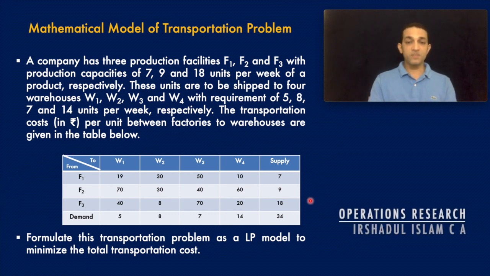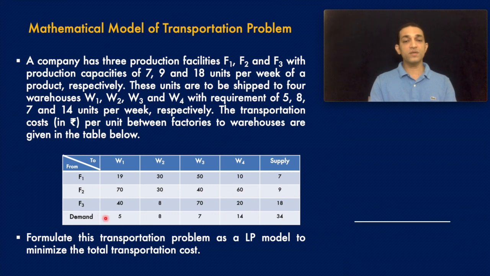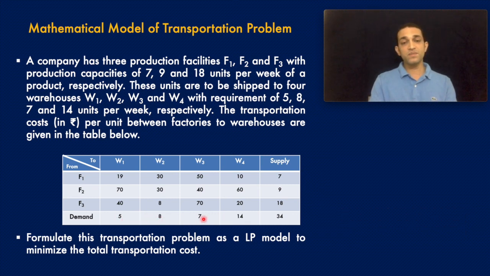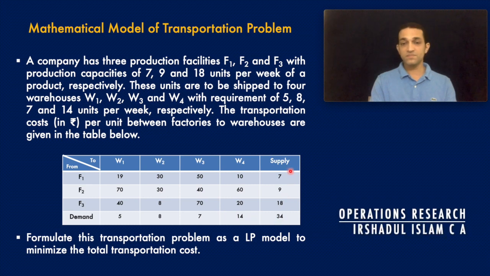This is the transportation matrix, general mathematical representation. In the first case, we will have to check whether the total supply is equal to total demand. Then only it will be a balanced transportation problem. Otherwise, we will make it into a balanced transportation problem by adding sufficient rows or columns. So just add 5 plus 8 plus 7 plus 14, that is equal to 34. Correct. Supply is also 7 plus 9 plus 18, which is equal to 34. So this is a balanced transportation model.